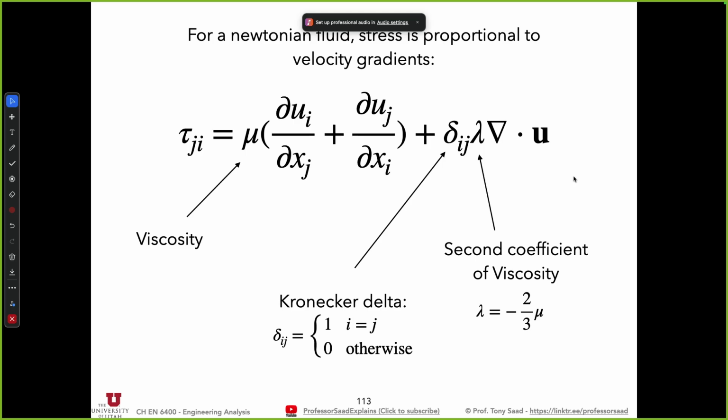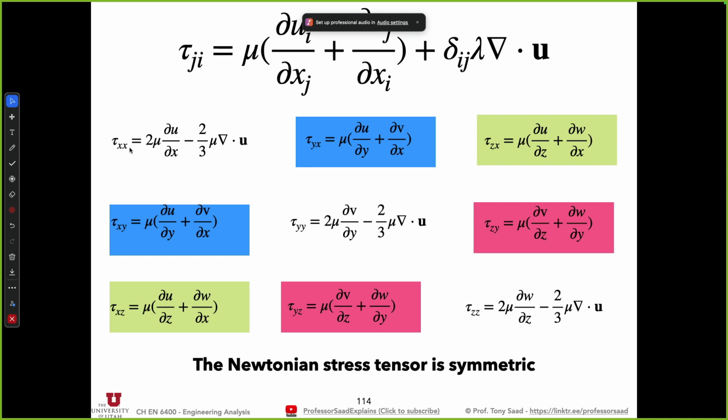Now, this looks like a mystery. It's not a mystery. You simply put j and i here and figure out what these are. And I'm going to do that here for you. Tau xx, that's tau 11. Okay? Tau 11, you have du by dx plus du by dx because i and j are 1. And delta 11 is 1. Lambda is minus 2 over 3 mu and div u. So that gives you tau xx.